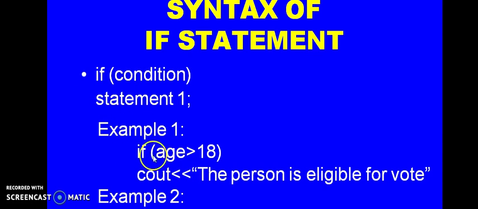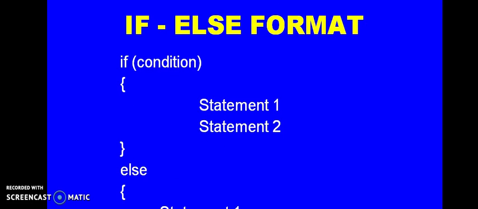For example, if the age is greater than 18, then this statement will get executed. That means the person is eligible to vote. This statement will get printed on the output screen. But if the inputted age is less than 18, we will get nothing. And this drawback will be overcome by using the if-else construct, which is our next statement.